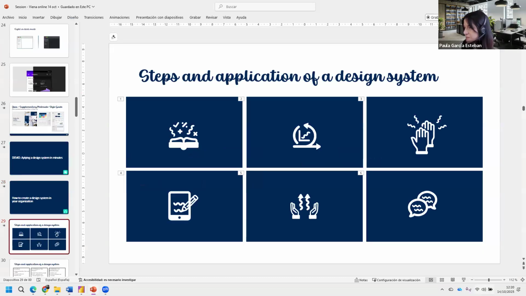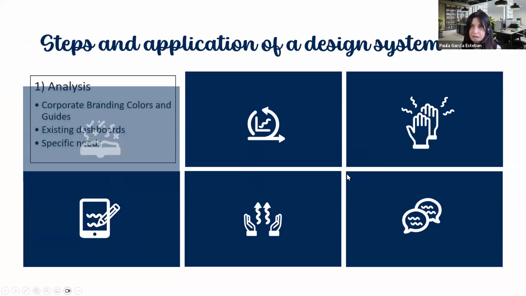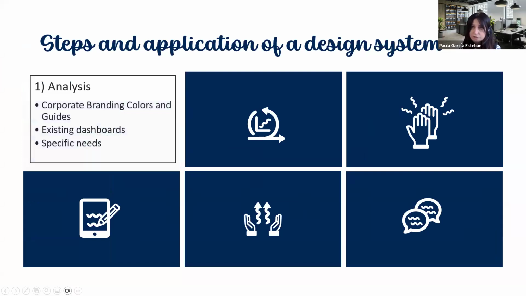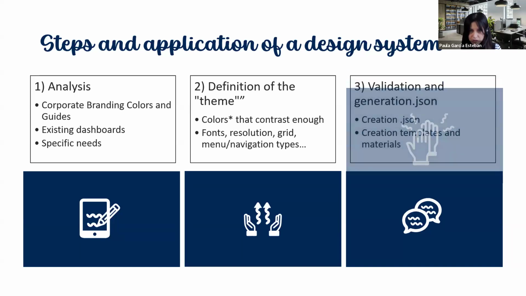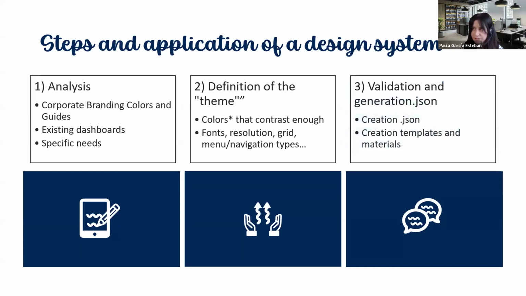How do I define this with the different customers? First, I analyze the corporate branding colors, the existing dashboards, because it's the way that I can understand how many kinds of filters, if they use the slicers or not, or other specific needs. Then the definition of the theme, of course, we need to define this JSON file, the colors, but always thinking about the contrast. Then fonts, resolutions, grid, menu, navigation types, the things I've already mentioned. Then generate the JSON file, create these templates.